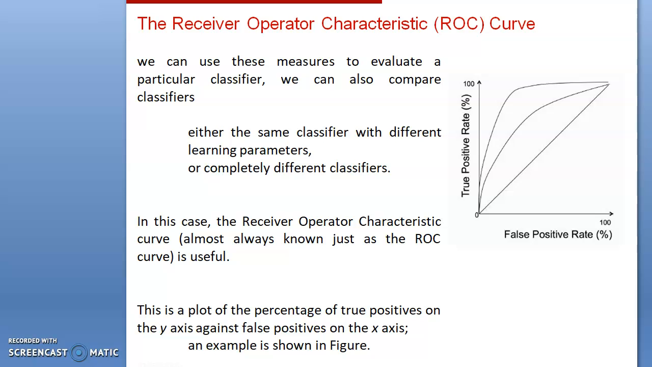In this case, the receiver operator characteristic curve, almost always known just as the ROC curve, is useful for comparing two different classifiers or the same classifier. This is a plot of the percentage of true positives on the y-axis against false positives on the x-axis, which is shown in the figure.